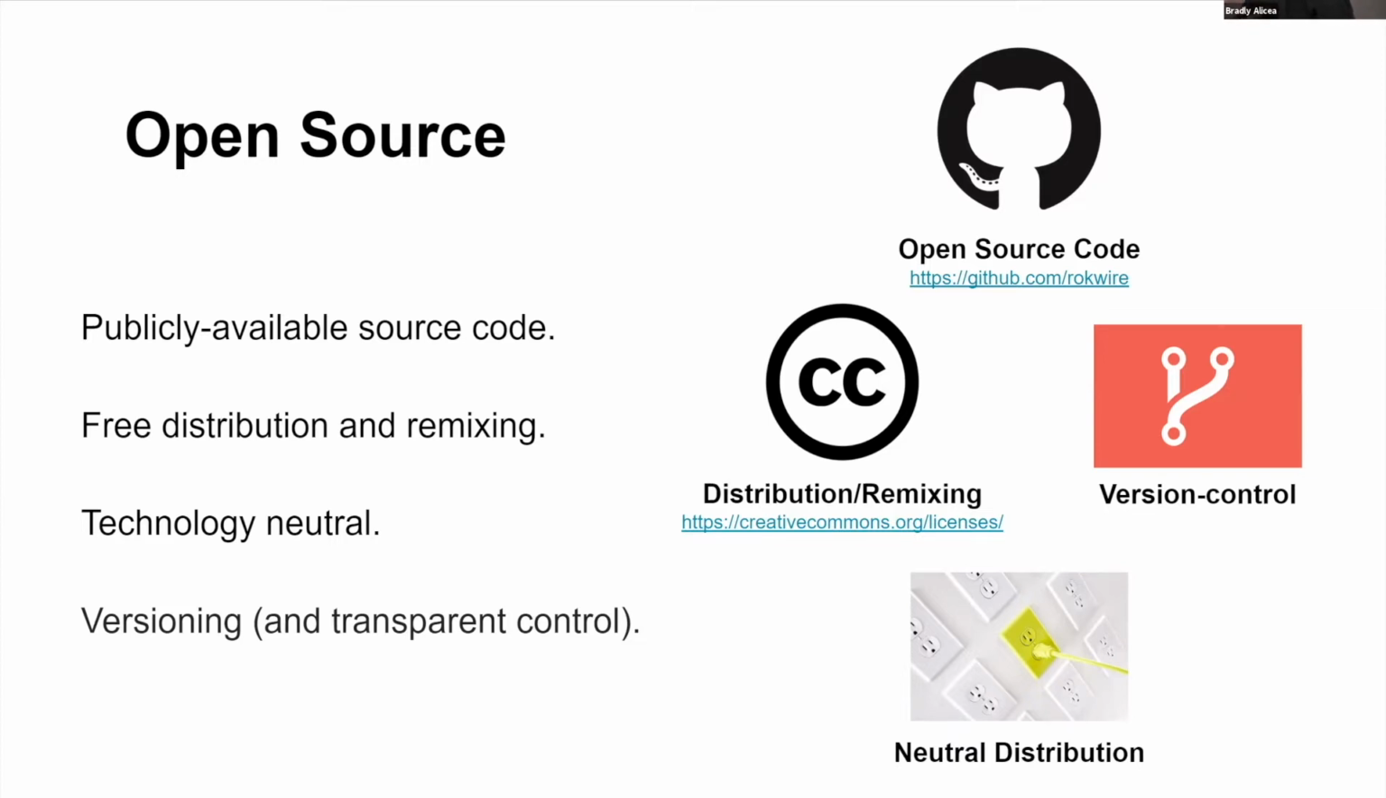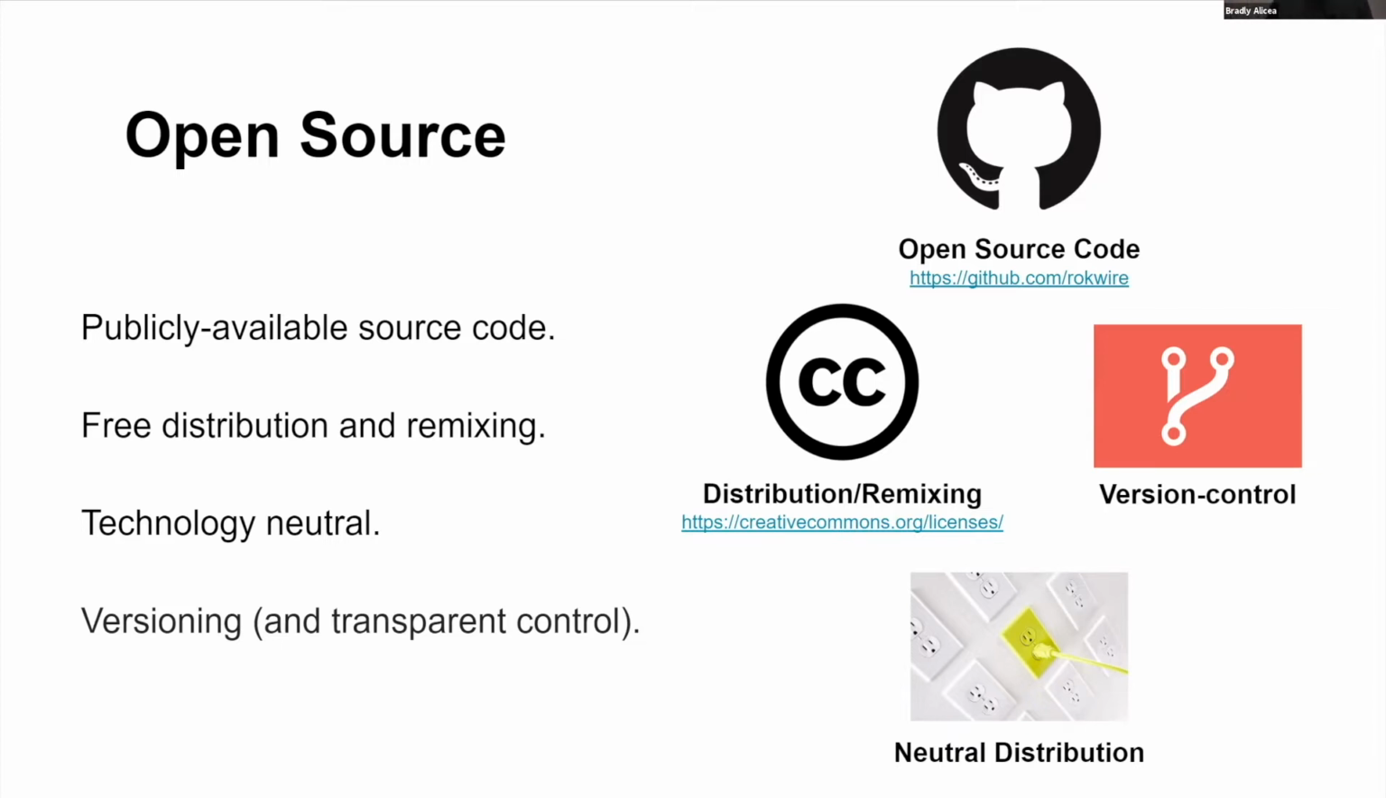Finally, there's this issue of versioning and transparent control. And this is very important for open source. That means that you can create a version of the open source software and distribute it. And it should be traceable back to the original so that people can join that community of users and modify it without having to dig through a lot of technical details.